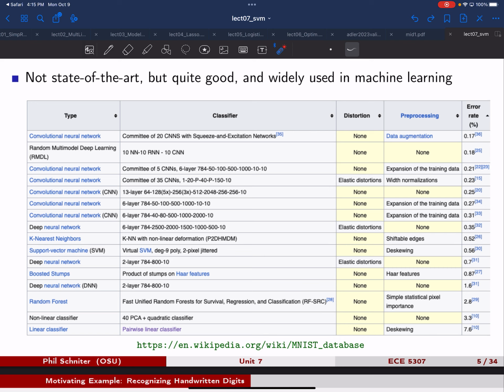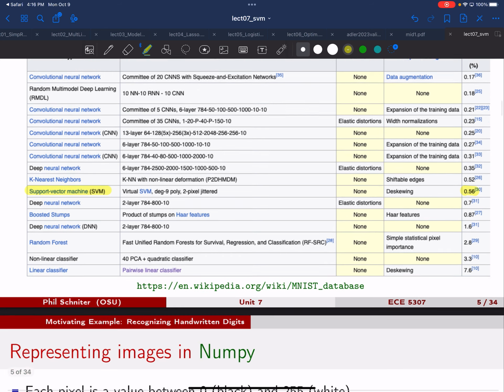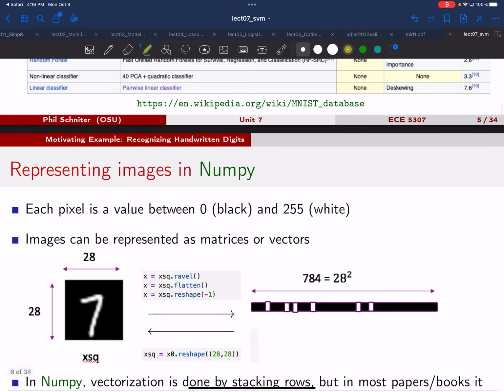which is getting 7.6%. And what we're going to focus on in this unit is the support vector machine. This is doing 0.56%, which is not too bad. It's certainly not state of the art, but it's not too bad. So this is a partial motivation as to why we're going to study it. It's a very famous idea. We'd like to know more about it.